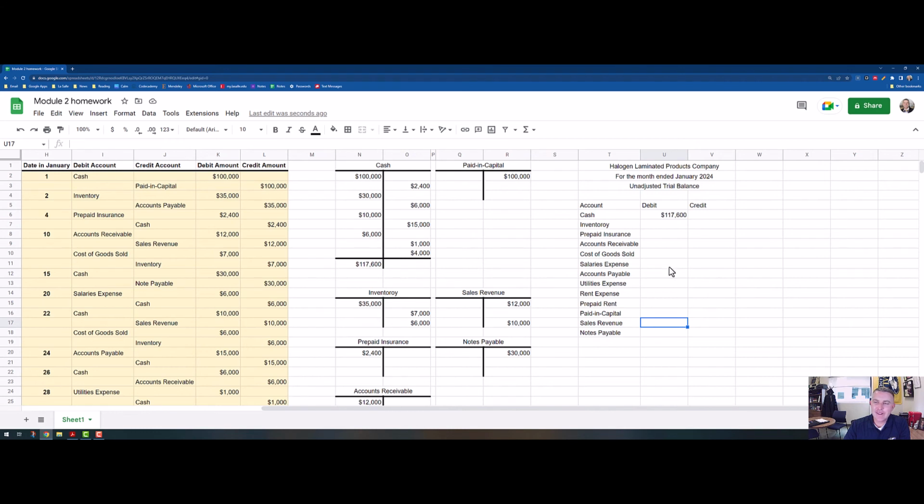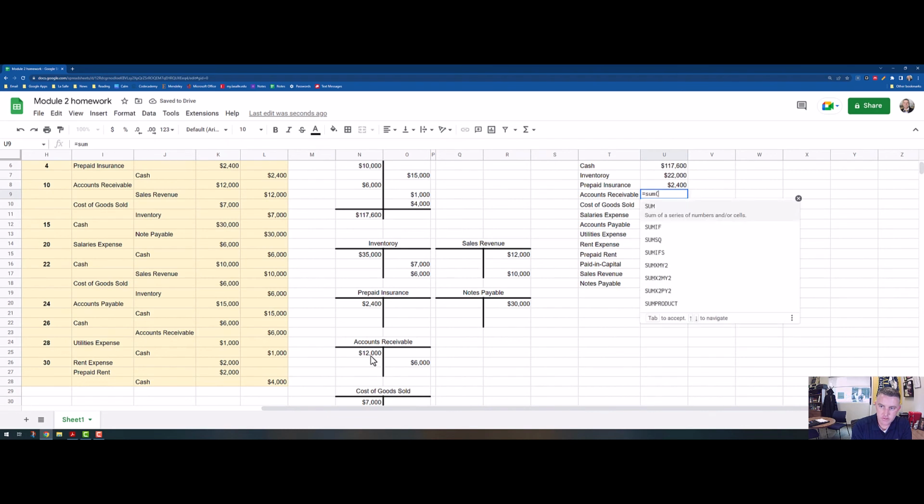So inventory. Now I could go through and set up all the calculations in each T account, but I could just do it here. I could say for inventory, take the sum of the debits and subtract the sum of the credits. All right, so $22,000 of inventory. Prepaid insurance, I'm going to do the sum of the debits minus the sum of the credits. Right. Accounts receivable, I'm going to do the sum of the debits minus the sum of the credits.